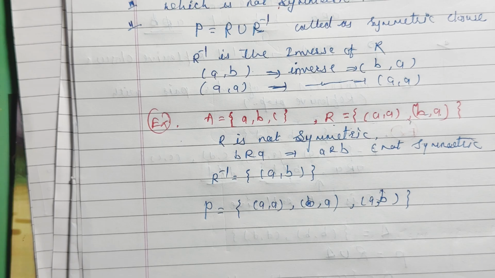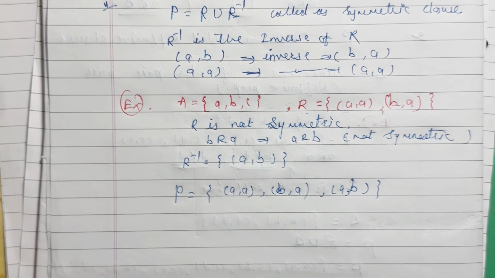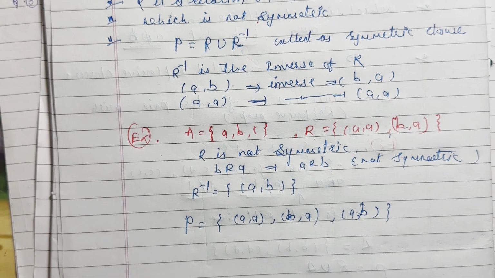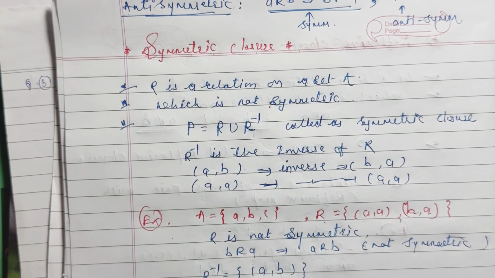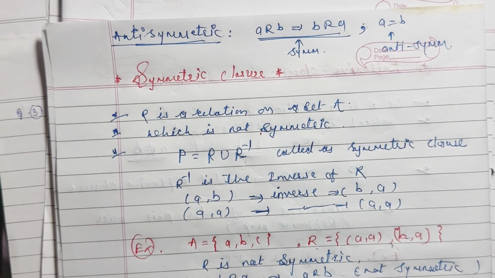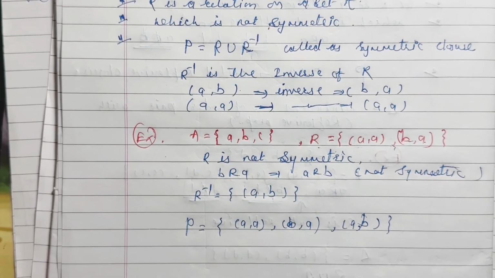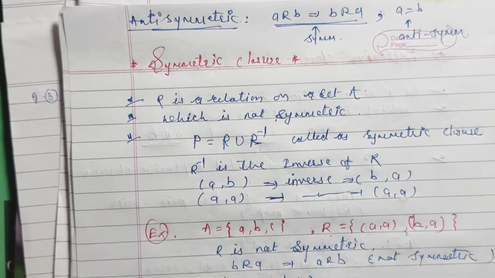I hope you have understood, guys. Symmetric closure is very easy to understand. That means we have to add the minimum number of ordered pairs so that our set can be symmetric. If you want, you can note down these points. They are going to be very important for today's lecture and for your exam, guys. I hope you have understood the meaning of symmetric closure.